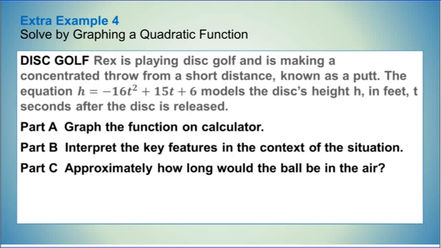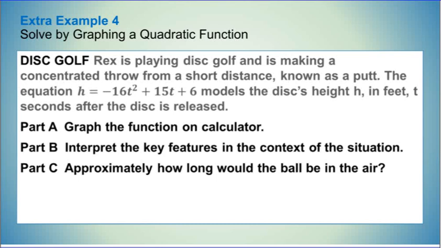Next question, disc golf. Rex is playing disc golf and is making a concentrated throw from a short distance known as a putt. The equation h equals negative 16t squared plus 15t plus 6 models the disc's height h in feet t seconds after the disc is released. We're going to graph the function on a calculator and then interpret the key features.